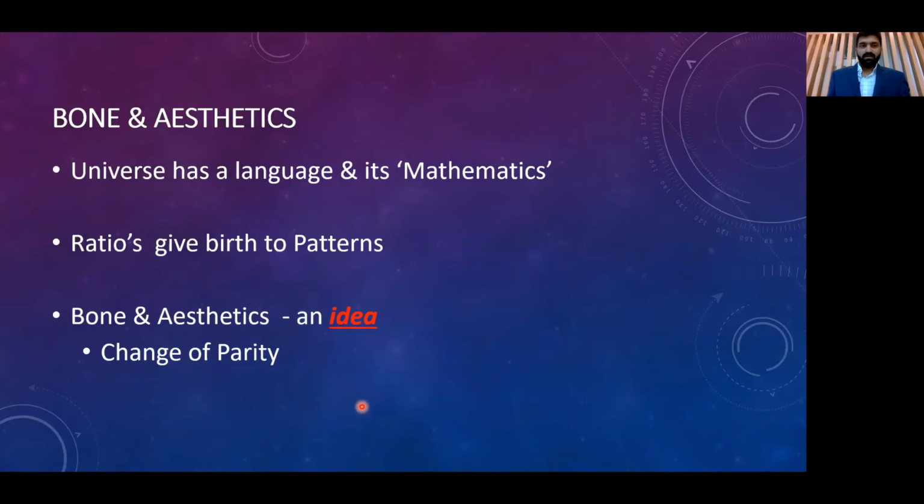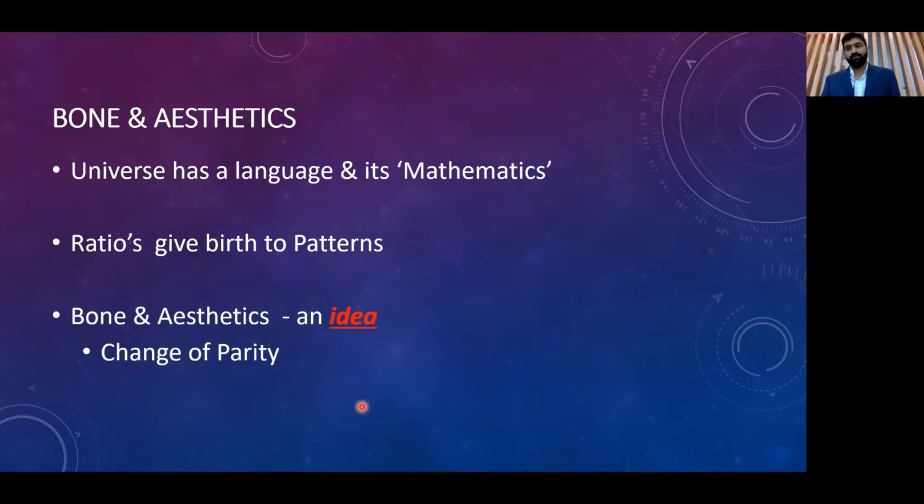Now, the second discovery of Arnhem Plorer is Boolean aesthetics. It is always said, and we have read it many times around us, that the universe has a language, and it is mathematics, right? Now, mathematics has ratios, and ratios actually give birth to patterns, similar to Fibonacci's wave, right? Now, a similar idea was drawn to us when we thought about Boolean aesthetics. What is the idea behind it?